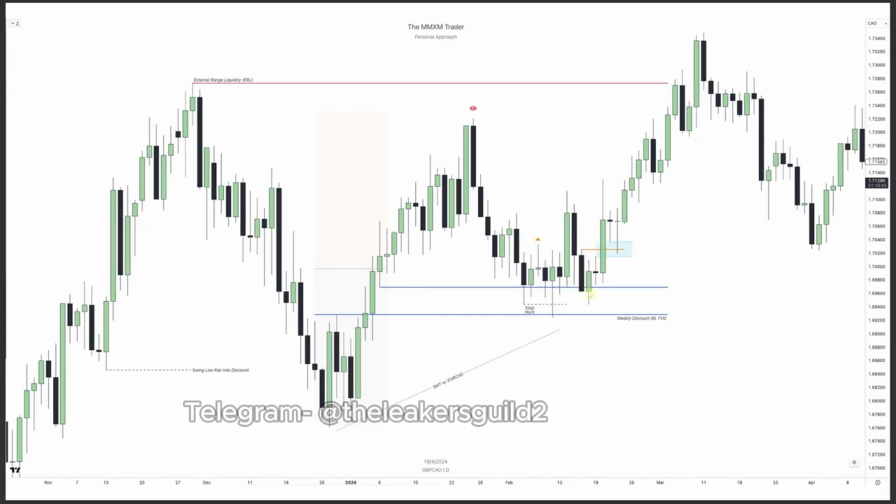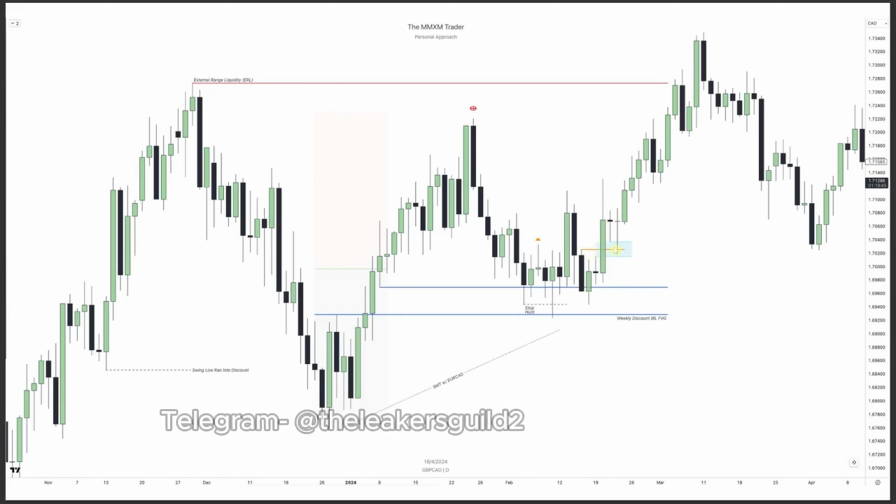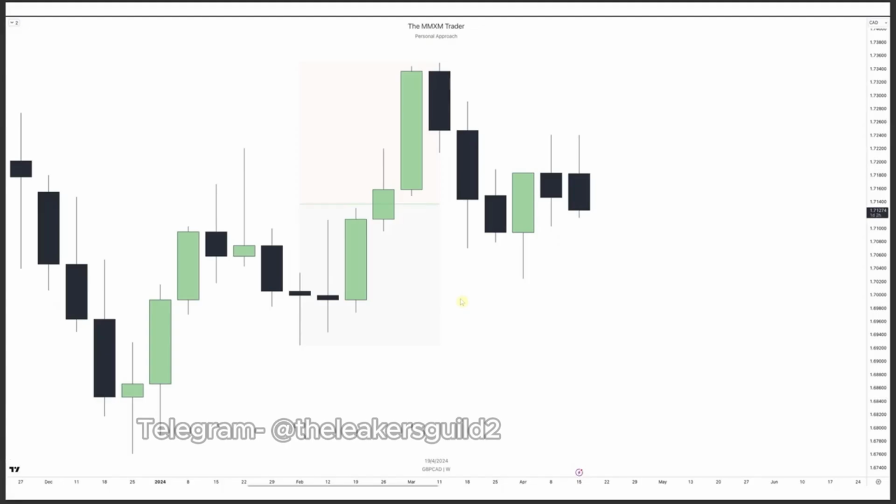Now price starts to trade up higher again, and we've got a fair value gap formed, high probability fair value gap with an order block here. And then price taps that fair value gap and continues its path up into external range liquidity. So here we have another example, right? GBP-CAD weekly chart. What are we going to be waiting for?